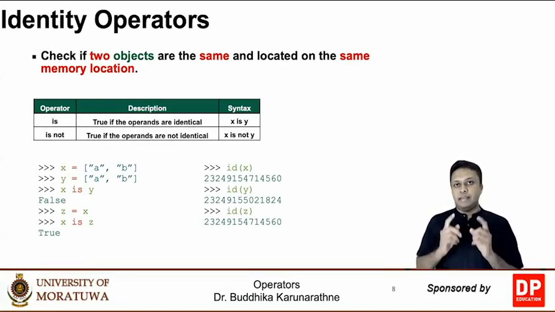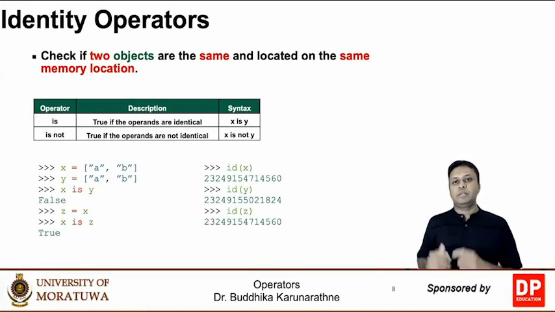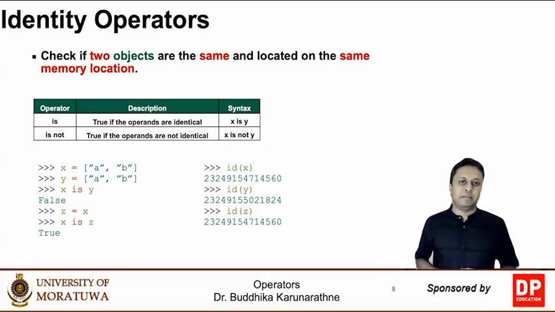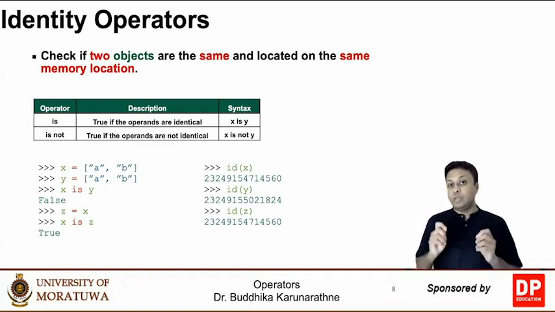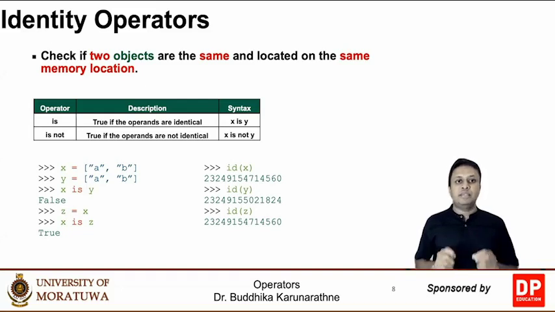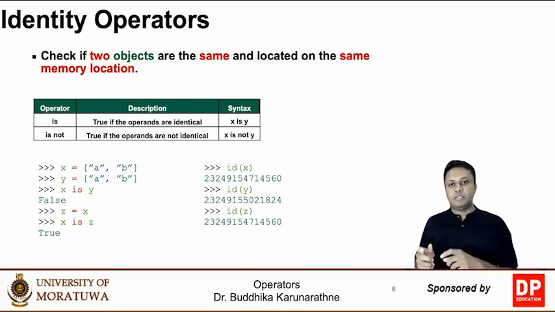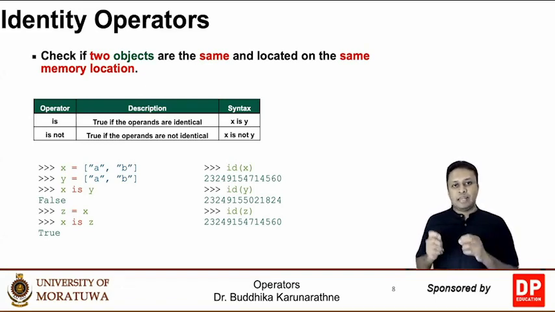Identity operators is and is not are used to compare two objects. Not if they are equal, but if they are actually the same object located on the same part of the memory. Hence, two equal objects do not necessarily imply that they are identical with the same identity. Here is an example of two objects that are equal but not identical.